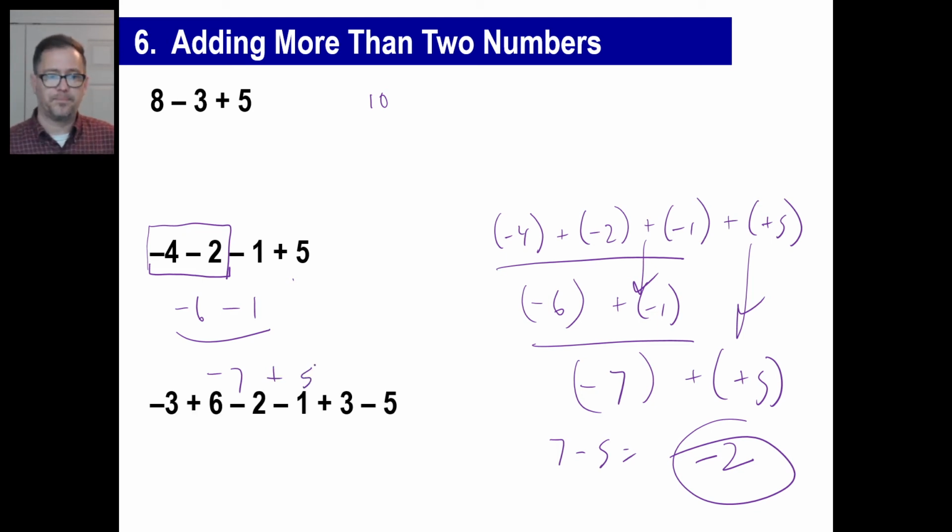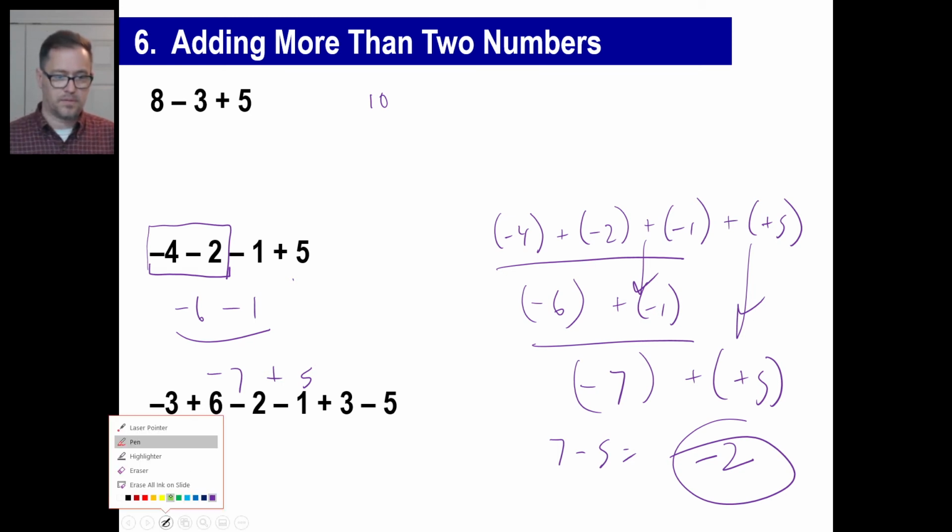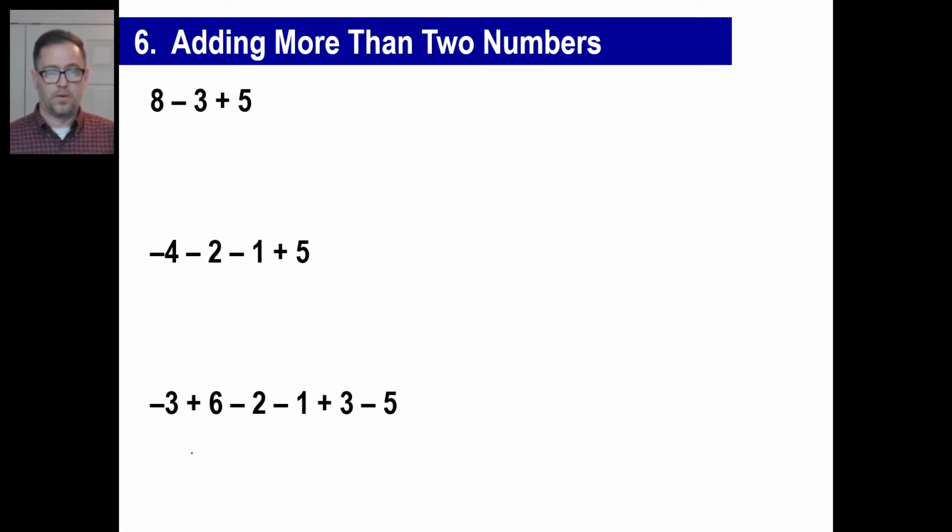All right, okay. Let's do one more here. Look at all these numbers. Wow, okay. Well, let's do it together. We'll try it. Just do 2 at a time. All we need to do: negative 3 plus 6.